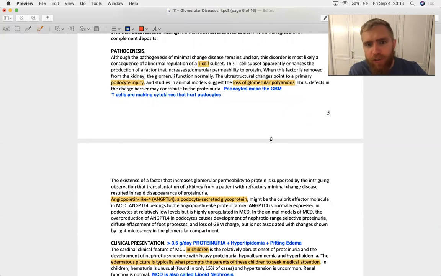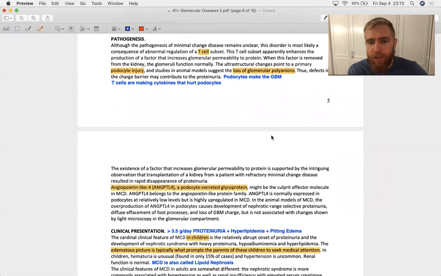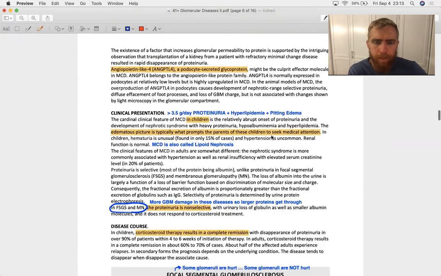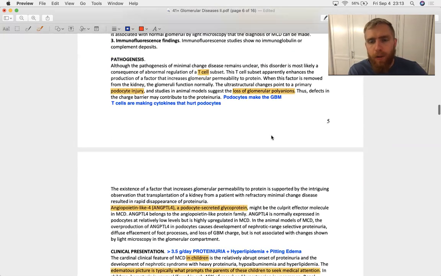So pathogenesis, don't really need to know much about this. Understand there's T cells that make cytokines that hurt podocytes, and so you lose the basement membrane. And there's going to be podocyte damage in almost every sort of basement membrane loss. And remember that the degree of damage to the basement membrane is also going to correlate to the degree of proteinuria, which is why nephrotic syndromes have worse podocyte damage, more podocyte involvement, worse basement membrane damage than nephritic syndromes.